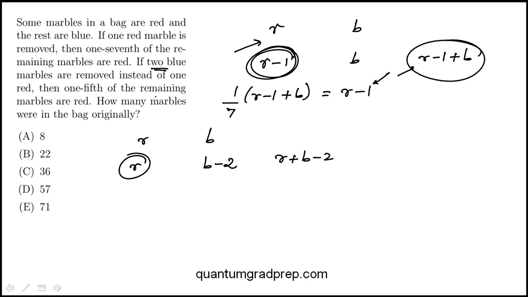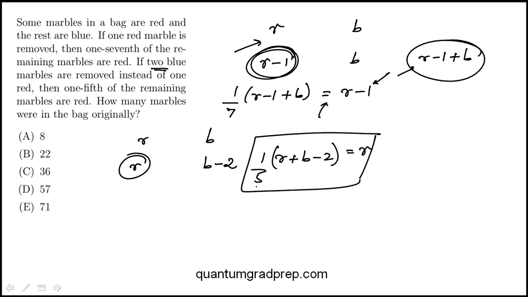They're saying 1/5 of the remaining marbles, so 1/5 of that are red, which is R. So that's our second equation. These are our two equations. I'm going to move the 7 to the other side, multiply both sides.